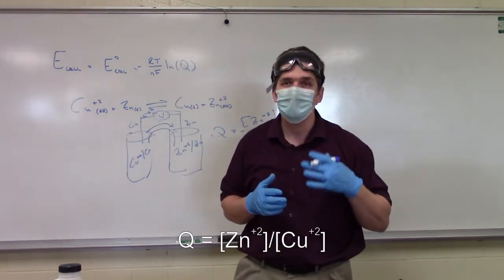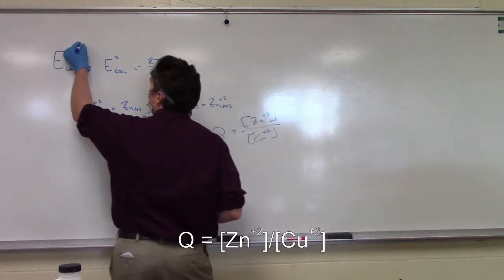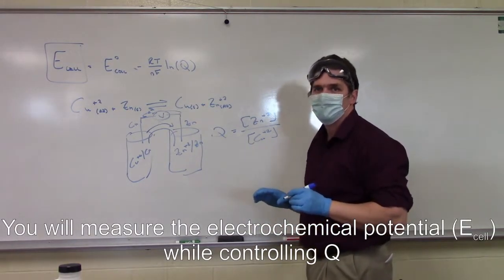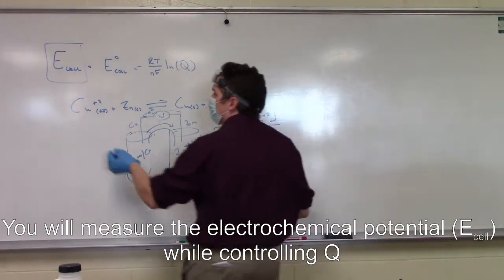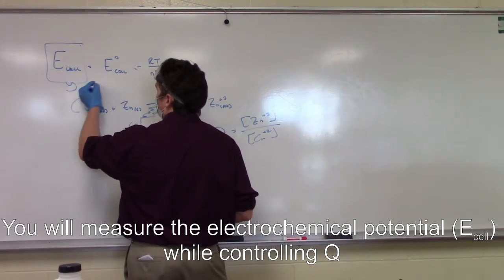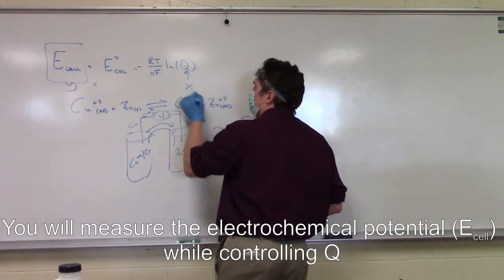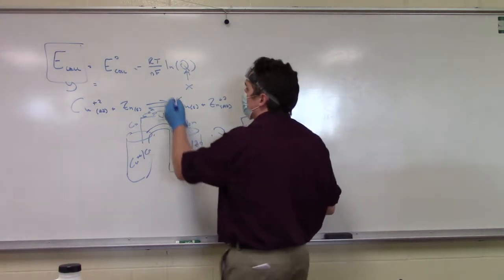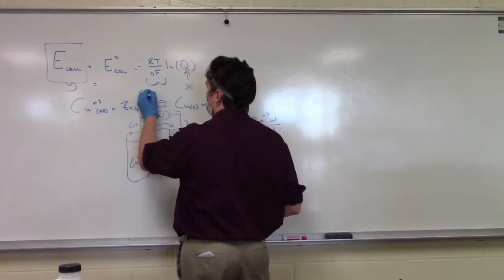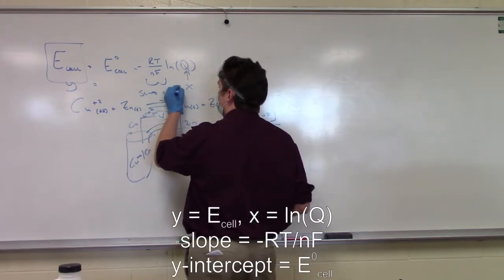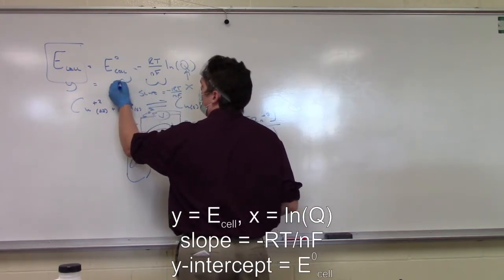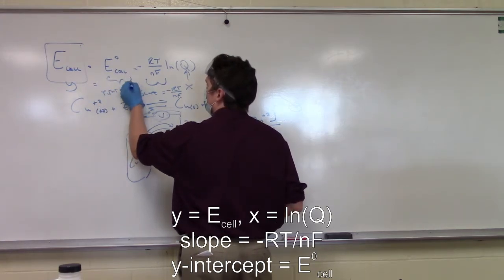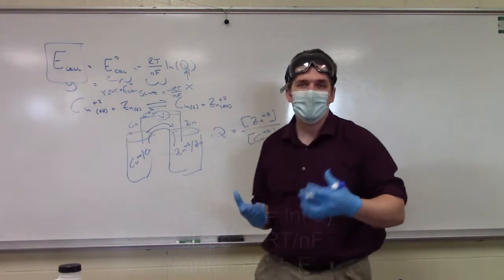So, what you're going to measure in this lab is the actual voltage, and you're going to control the concentration of zinc and copper. And this will give us a linear plot. Our voltage is the Y, our X is our ln of the concentration of zinc over copper, and this means that our slope here is equal to minus RT over NF, and our y-intercept is equal to the reference potential. So how do we do this in practice?